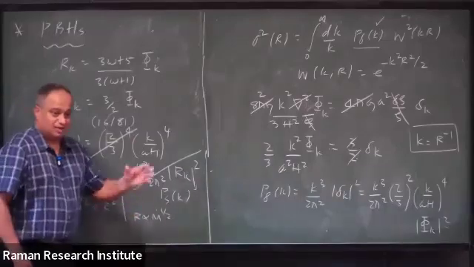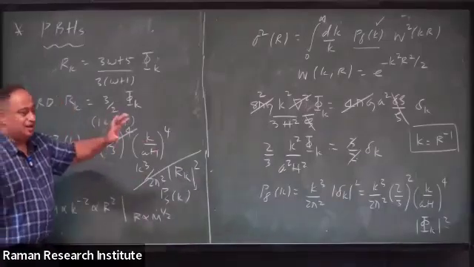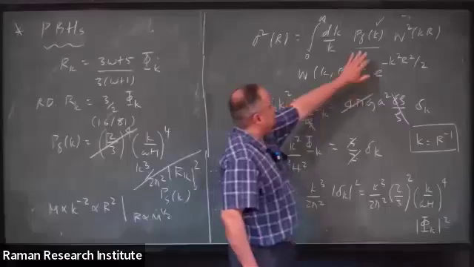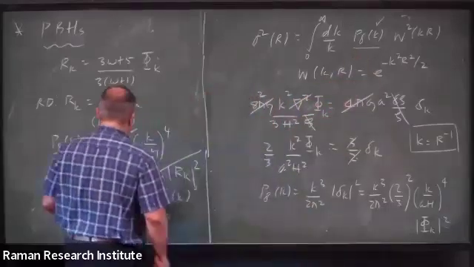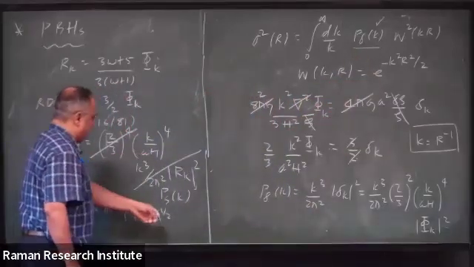Okay, so let me summarize again. You are given a power spectrum. You know what P delta of K is. That is given by this expression. It's just K to the power 4 times this.